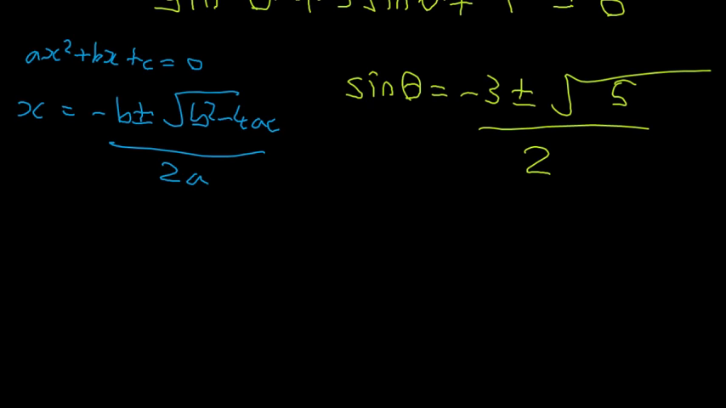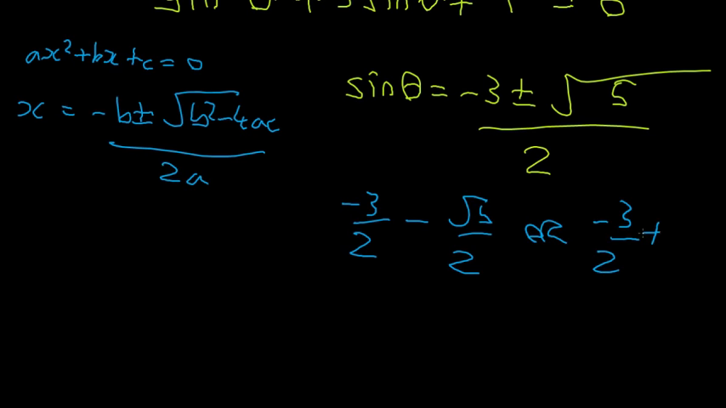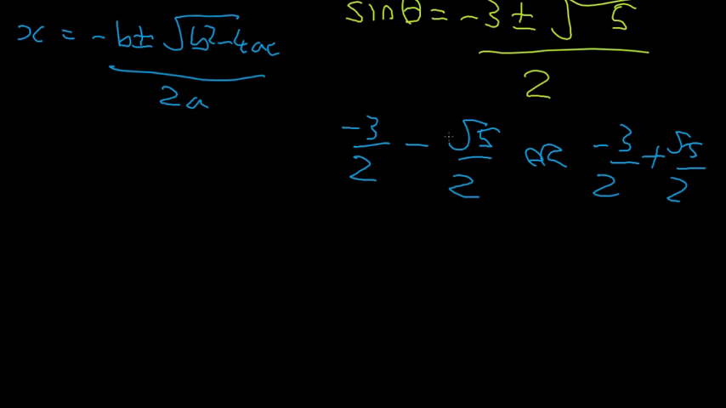Now here, what do I get? I think one of them is actually outside the range. So if you think about that, that's minus 3 over 2 minus root 5 over 2, right? Or the other one is minus 3 over 2 plus root 5 over 2. Root 5 over 2 is about 1, right? So therefore, this answer is about minus 2.5.